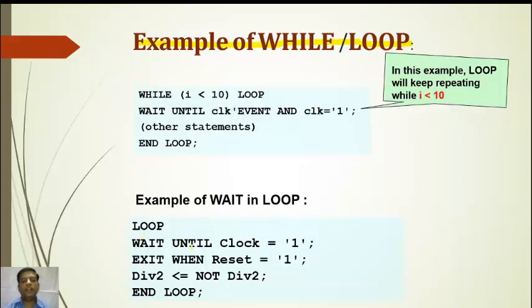Loop. Wait until clock is equal to 1. Exit when reset is equal to 1. Division 2 is equal to not of division 2. End loop. So here the wait and exit statement is also in a loop.